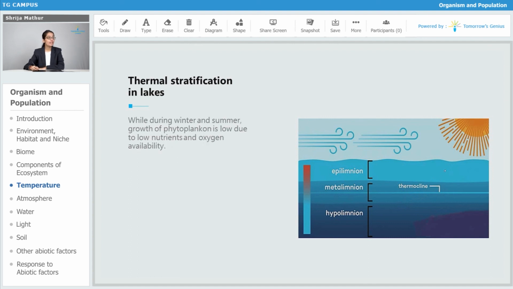While during winter and summer, growth of phytoplankton is low because obviously low levels of nutrients are there, and a low oxygen level is there because there is no mixing. So the growth is quite less in summers and in winters.